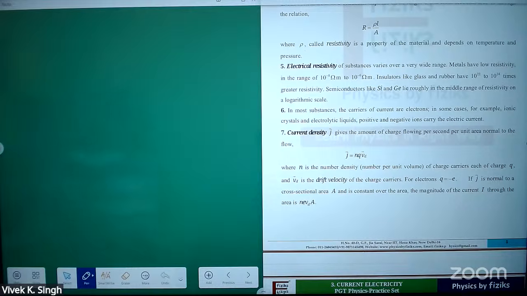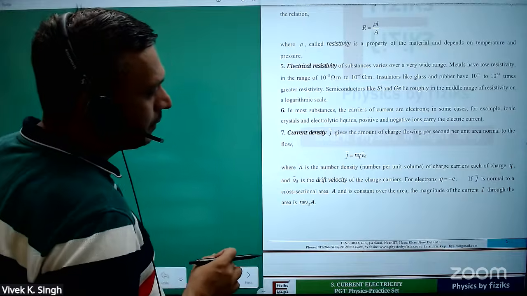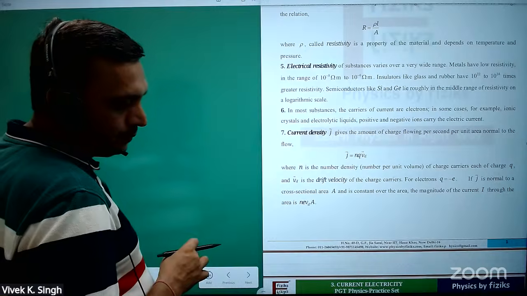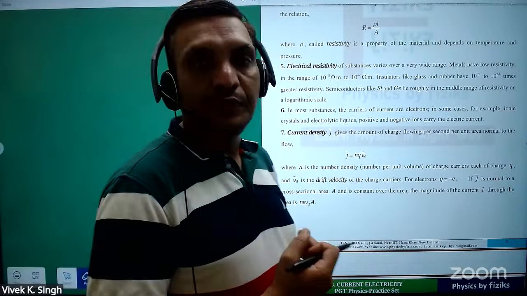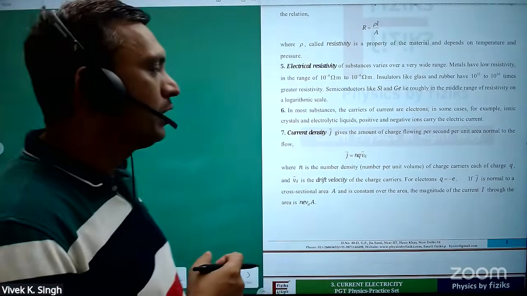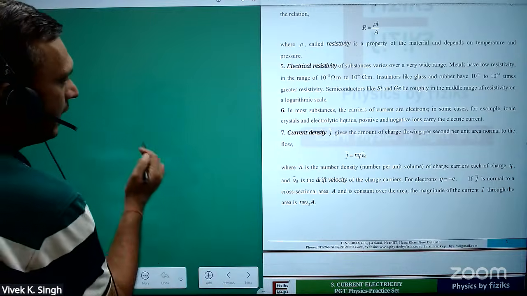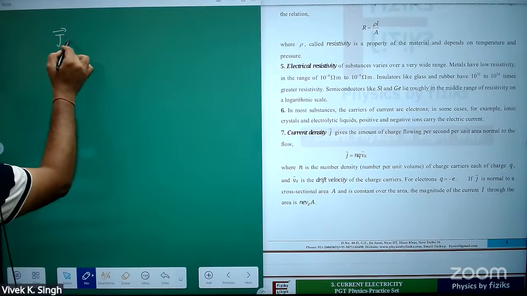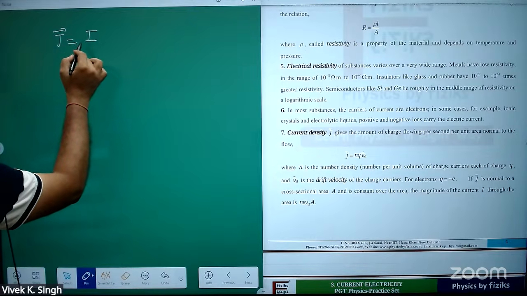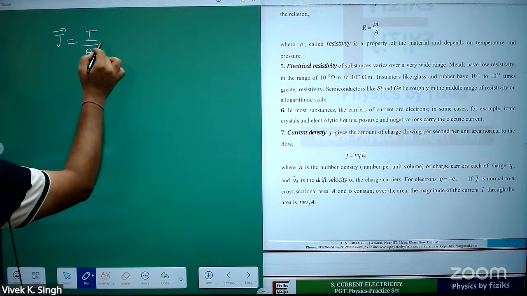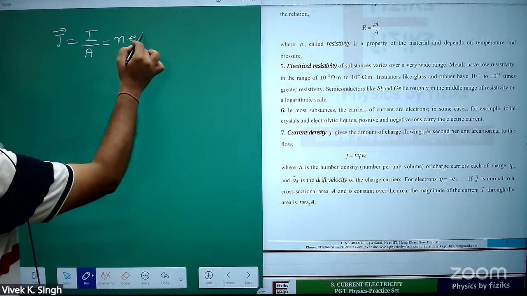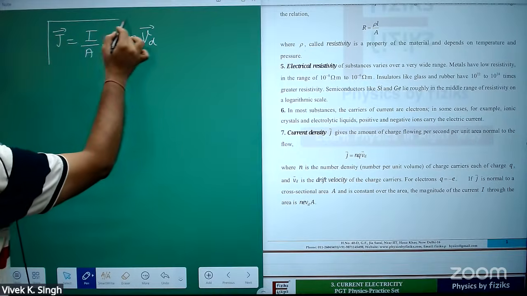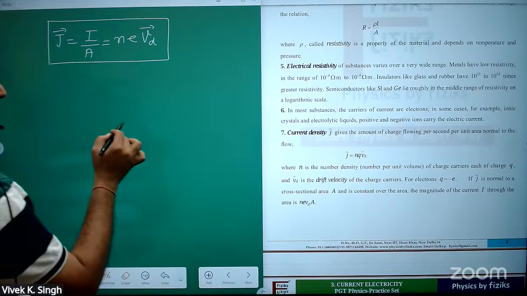So what is the current density? Current density is current per unit area. When there is an external field applied, when there is a potential difference, then current density J is given by I by A, and this value is nevd. vd is the drift velocity.